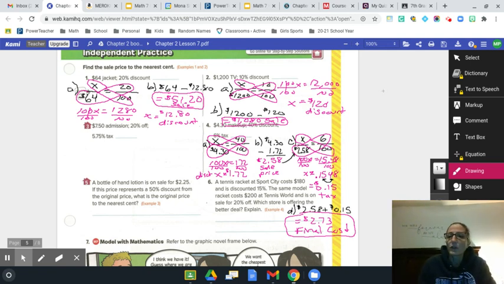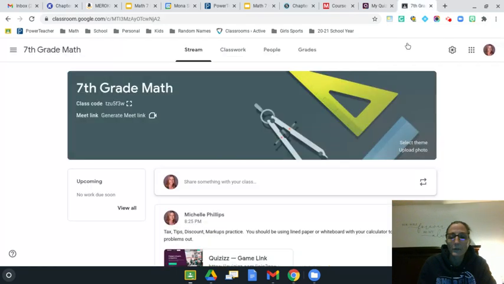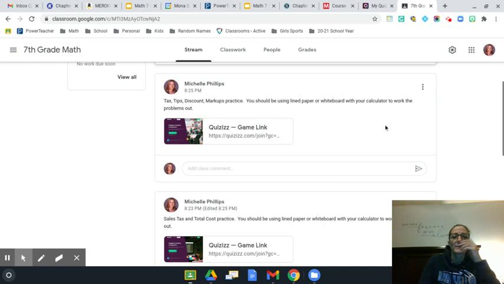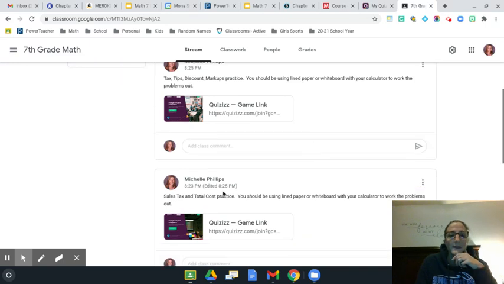And so you're going to find in Google Classroom for 7th grade math, there's 2 of them listed. One of them says tax, tips, discount, markups practice. And the other one says sales tax and total cost practice. Both say you should be using lined paper or a whiteboard with a calculator to work the problems out. Don't guess. Don't just pick up your calculator. You really need to work the problems out and understand the setup to get your correct answer.